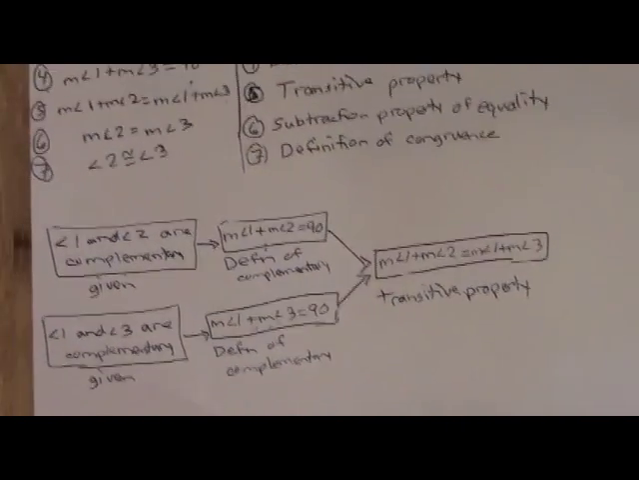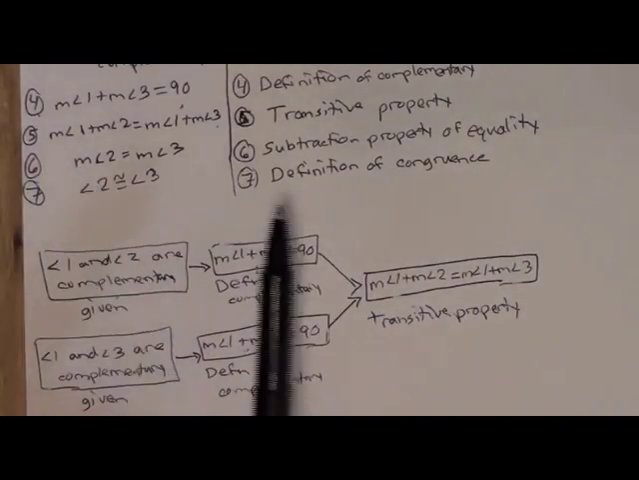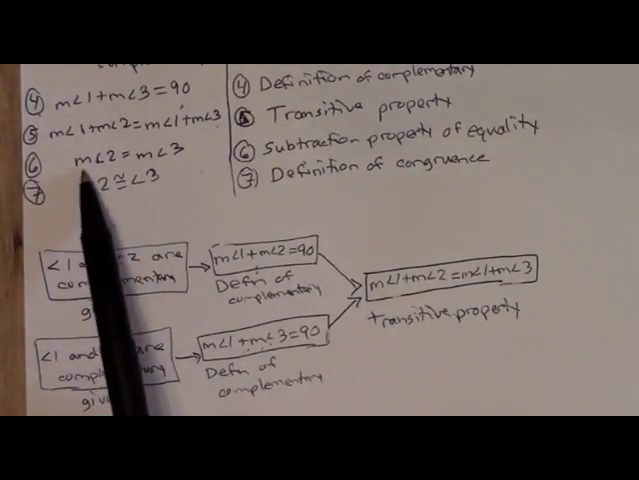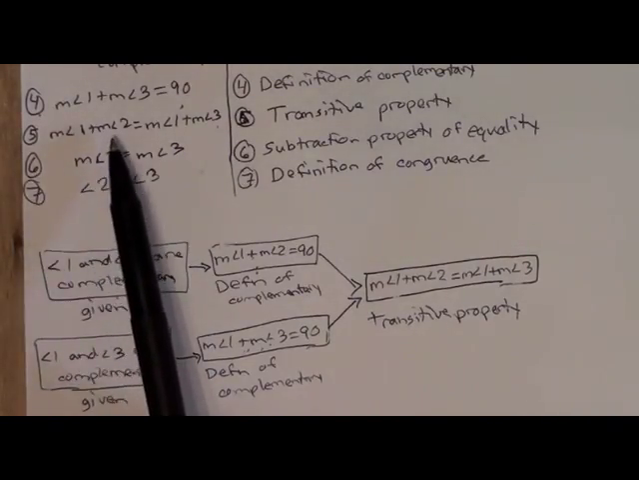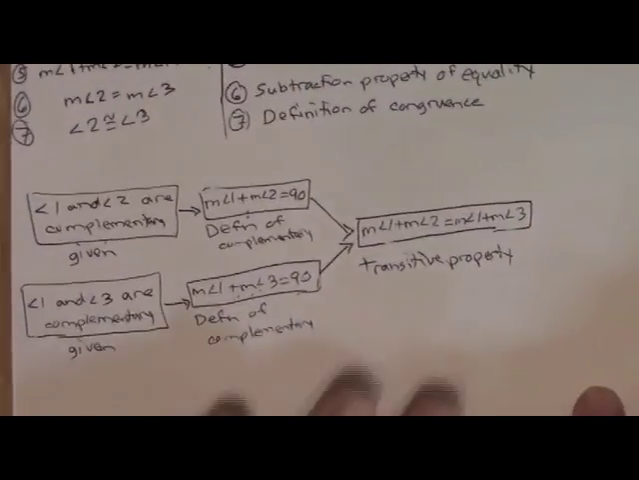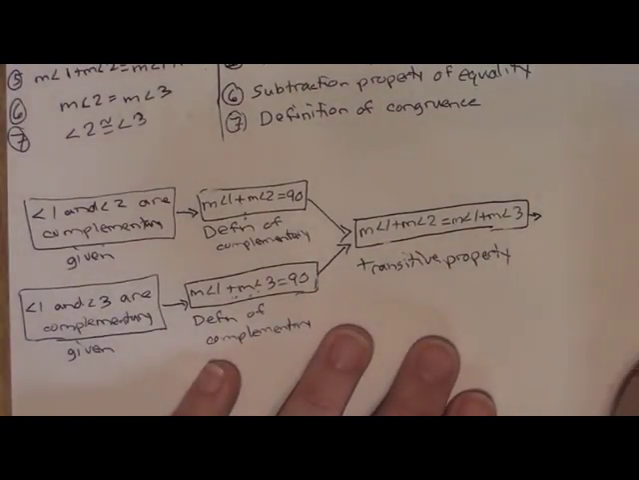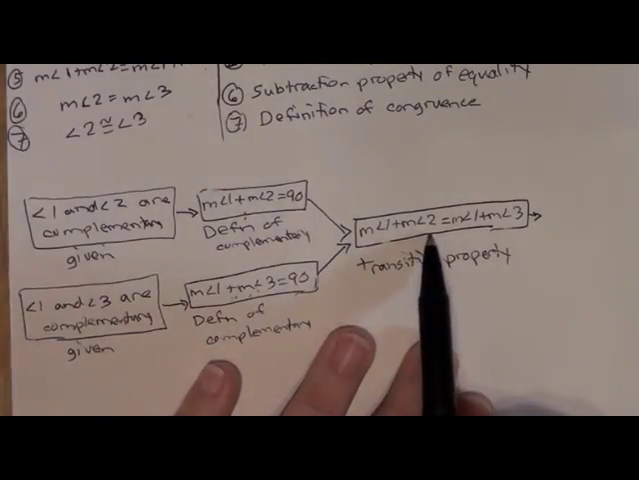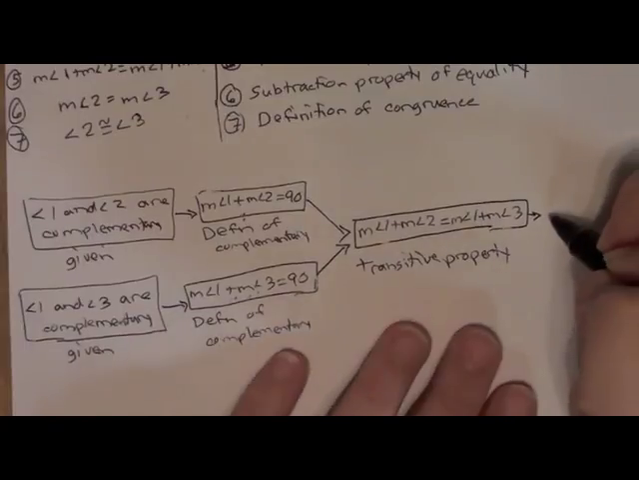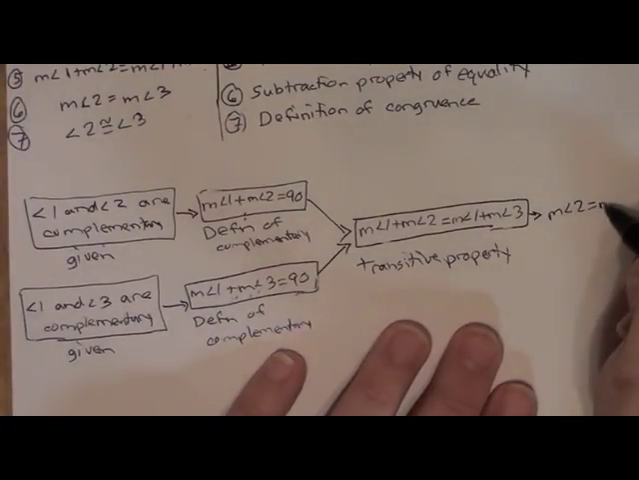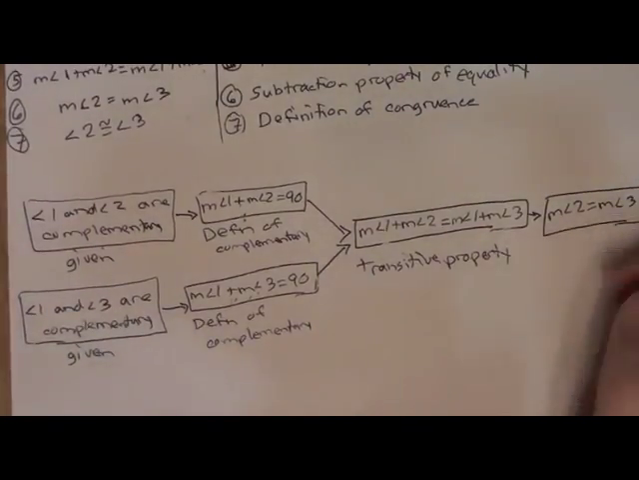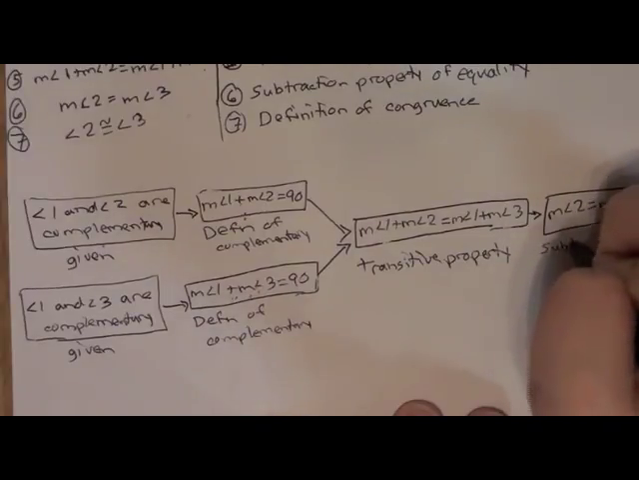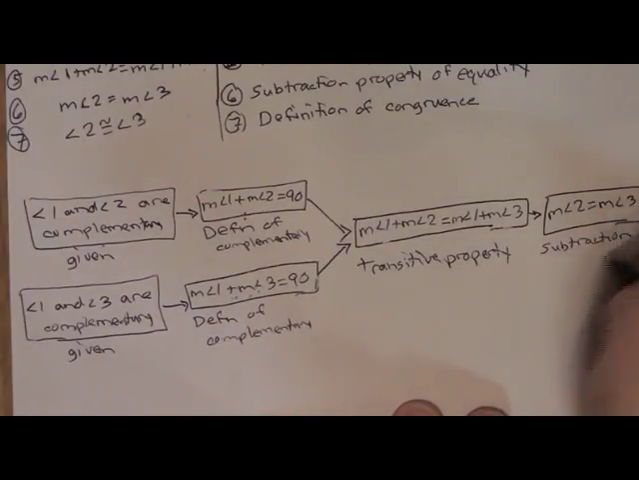Now, just as before, line 6 of the 2-column proof, we use the subtraction property of equality to say that the measure of angle 2 equaled the measure of angle 3. But row 6 was a result of row 5. So in our flow proof, it comes off of this statement here. And we say the measure of angle 2 is equal to the measure of angle 3. And the reason we know that, just as before, is the subtraction property of equality.